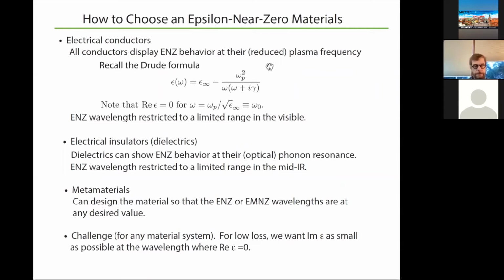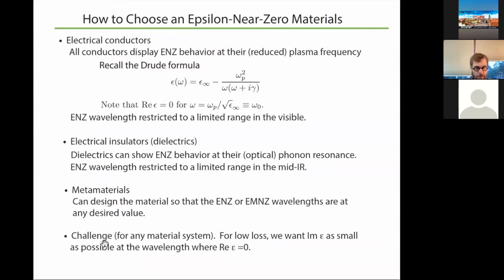plasmonic effects. But what about electrical insulators or dielectrics? Well, dielectrics can show ENZ behavior at their phonon resonance. So this is very useful, but ionic crystals, their phonon resonances tend to be in the mid to far infrared, so this works at that spectral range. Now, with metamaterials, in concept at least, you can do whatever you want. You tell some clever person what optical properties you want, and they build it for you.